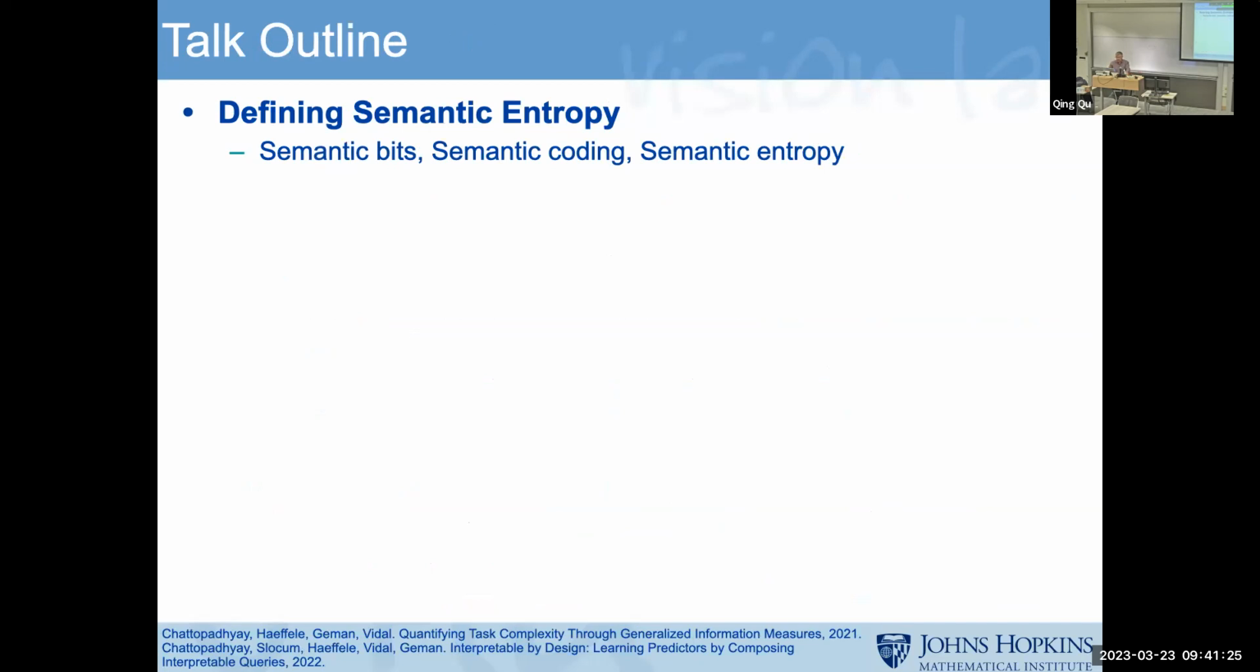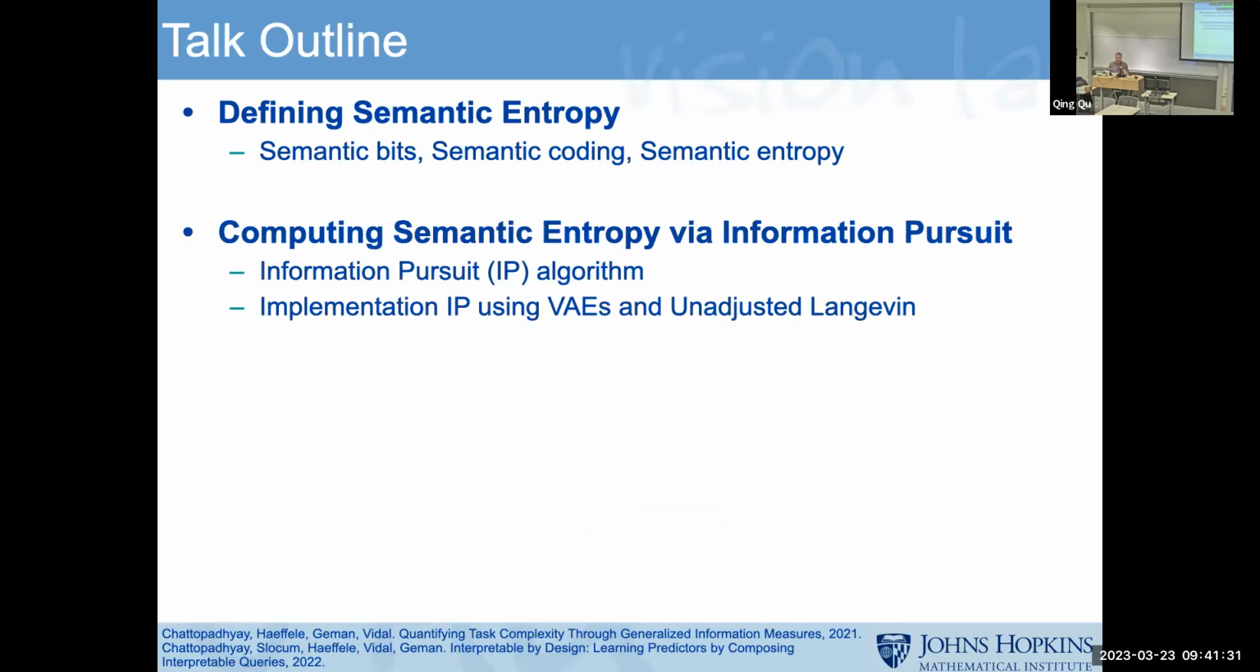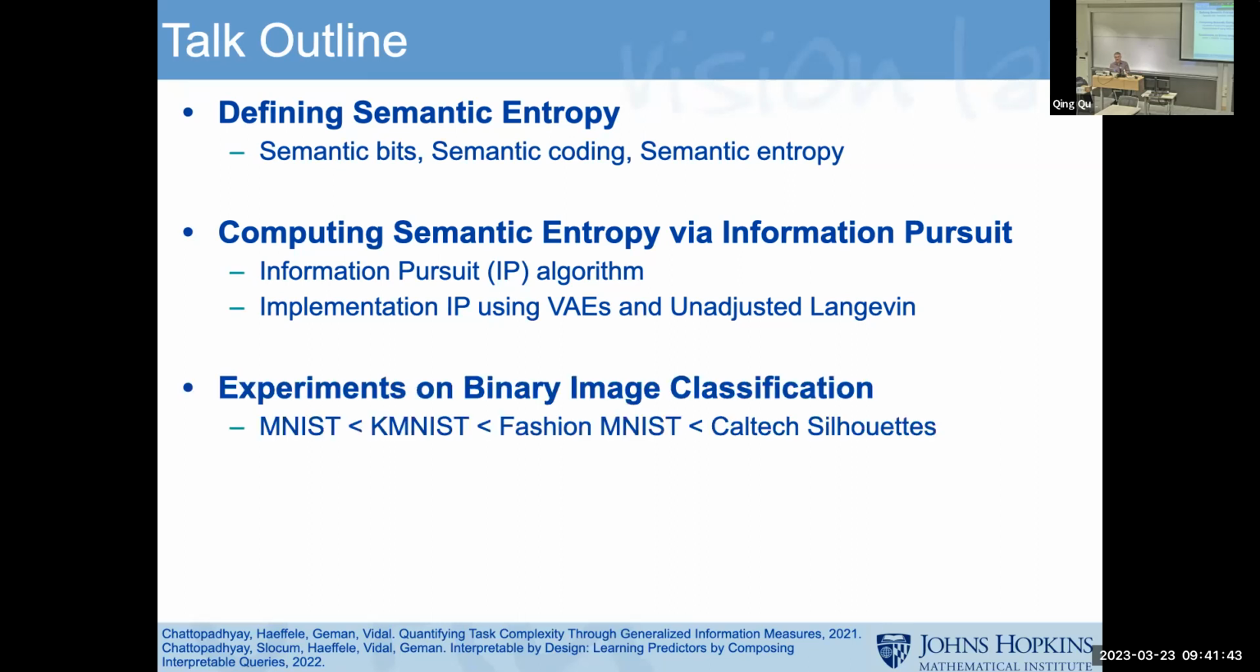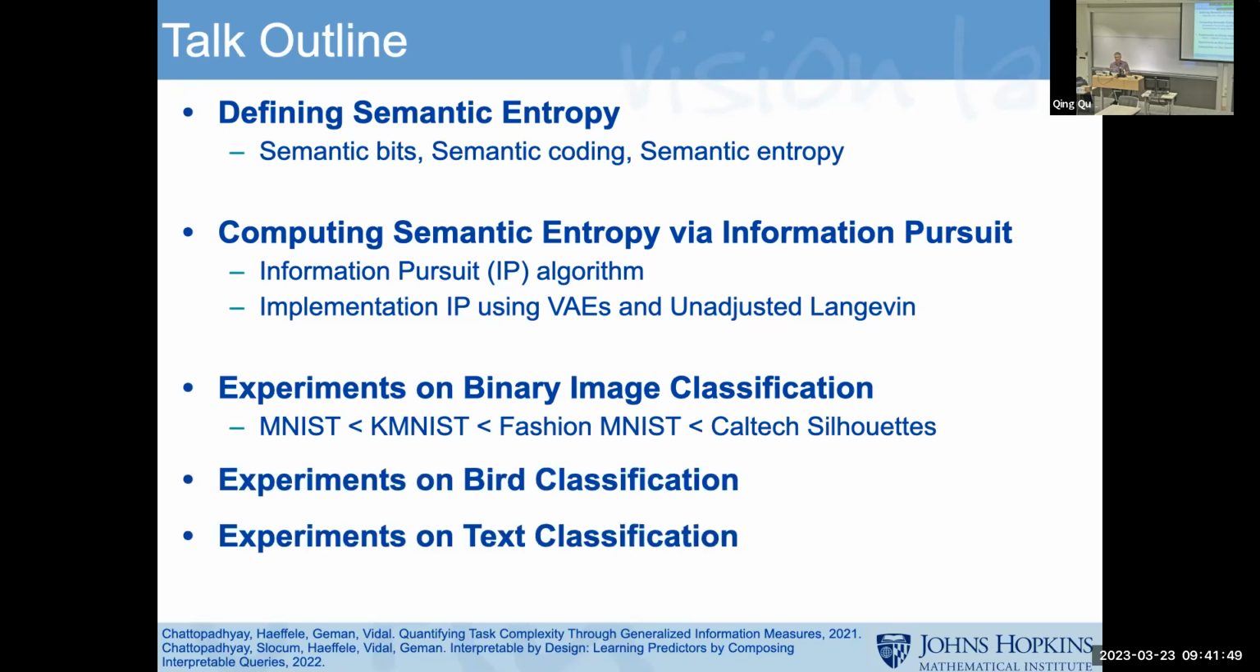So I'll begin the technical part now, tell you what semantic bits are, all of these 3 notions I just mentioned, tell you about the information pursuit algorithm for computing, and how we implement it using modern deep generative model style techniques. And then I'll go through a series of examples, starting with the trivial MNIST style, going into the bird example that I just talked about, the text example, and conclude with the medical diagnosis that I already mentioned.